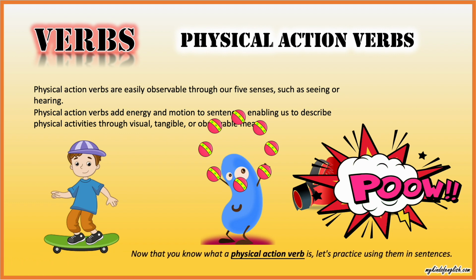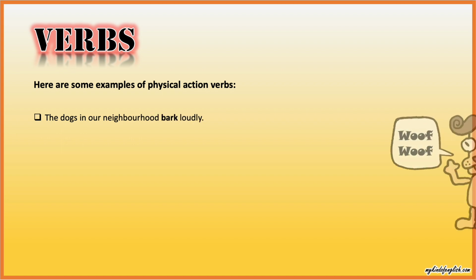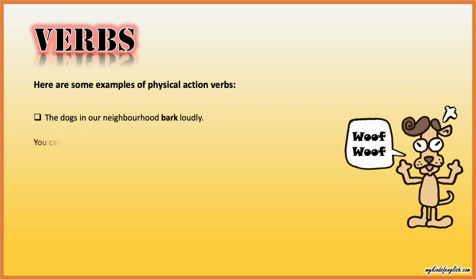Now that you know what a physical action verb is, let's practice using them in sentences. Here are some examples of physical action verbs. The dogs in a neighborhood bark loudly. You can hear the bark and see the dog's mouth open.